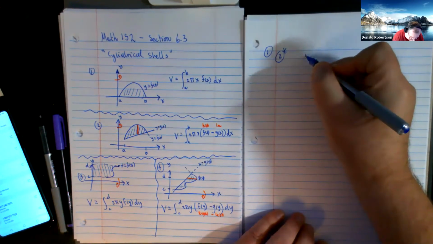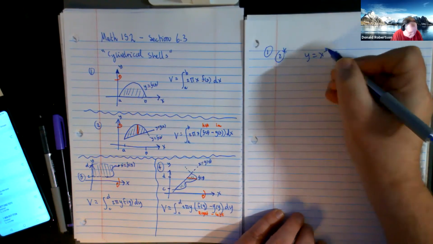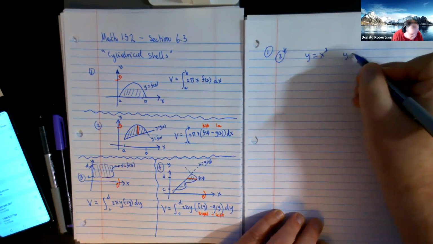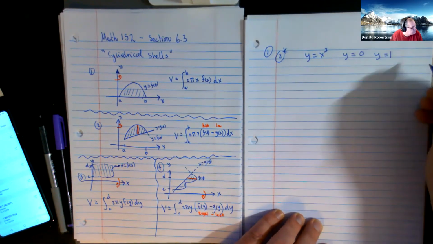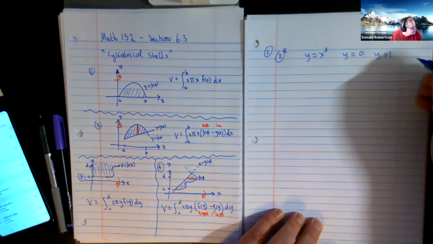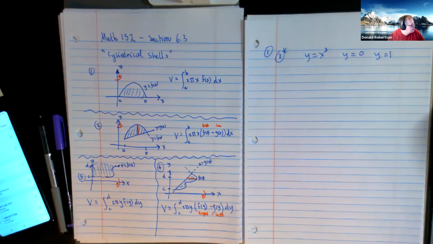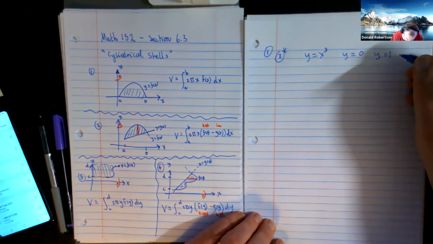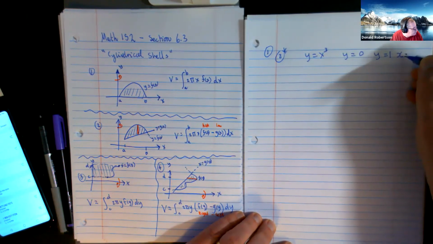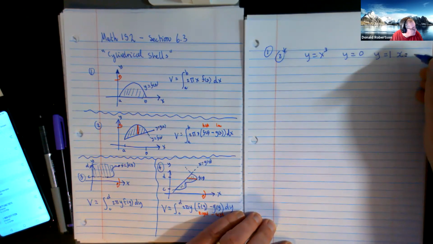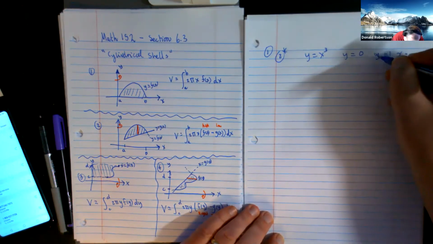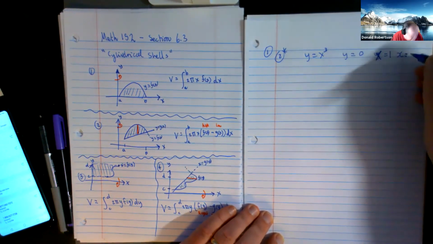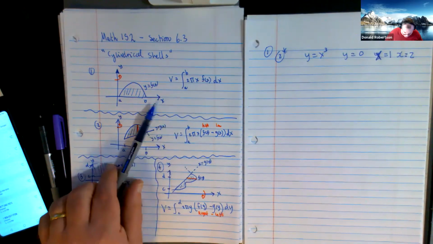The curve is y equals x cubed. There's going to be a y equals 0, a y equals 1, and then x equals... something not right about that. Now it's right. x equals 1, x equals 2. I was scanning somewhere weird.